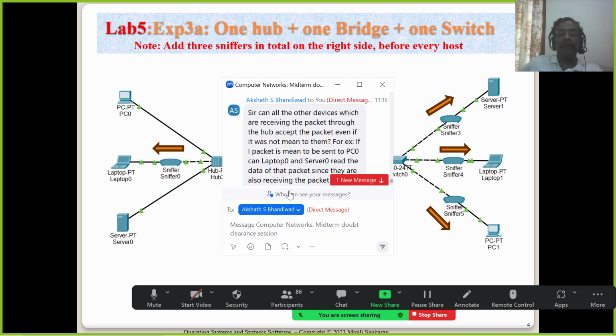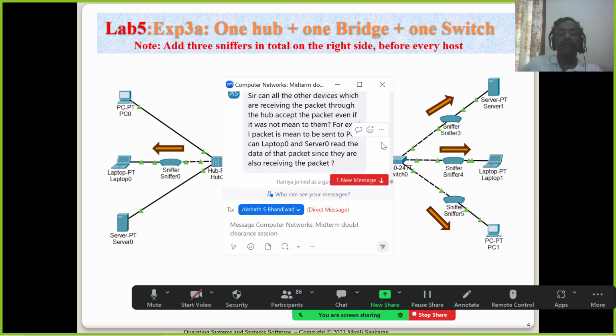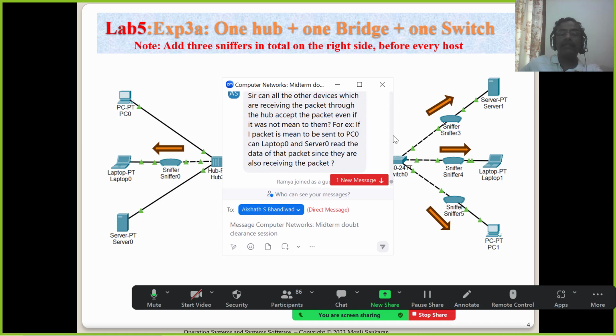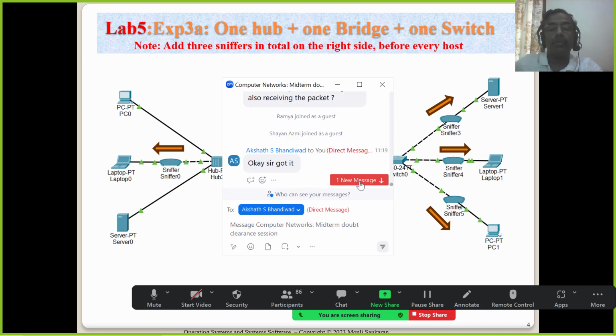For example, if one packet is meant to be sent to PC0, can laptop 0 and server 0 read the data of that packet? Yes, they can receive it. They actually can snoop on it, because it is delivered to them. If they are very genuine and not illegally sitting there, they will not take any action.